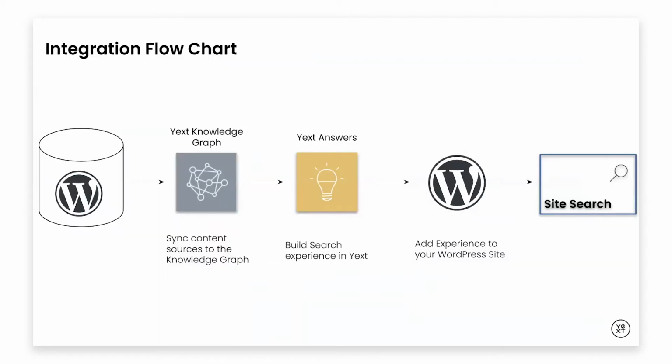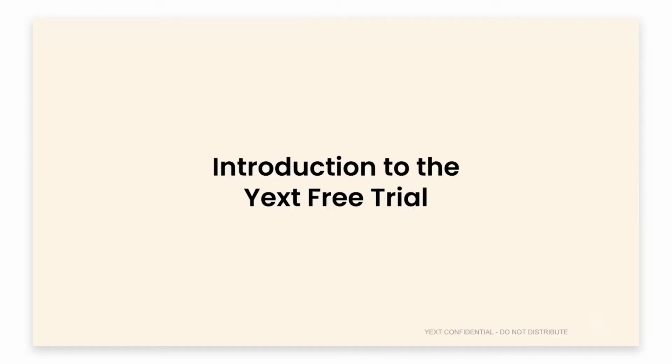So I walked through each piece of the integration individually, but just to give you a visual on how they all flow together. You have your WordPress data stored in WordPress. You then use our data connectors or source to pull in and sync your content into the Yext knowledge graph. From there, you can build out your search experience, and we make this super easy with our WordPress free trial. And from there, you'll just drag and drop and add the experience to your WordPress site. And that's it. Then your site search solution is fully configured and launched, which is quick and easy as I went through it. Now I'll turn it back over to Matt to give an introduction to the Yext free trial that I teased.